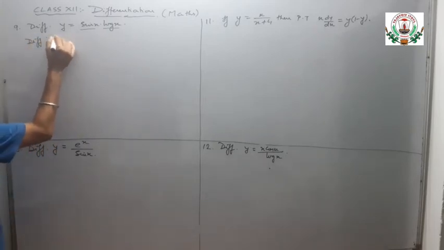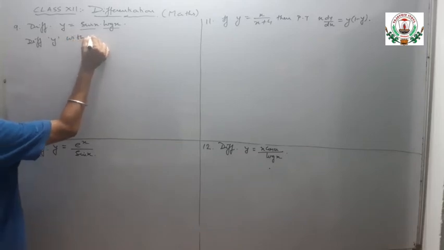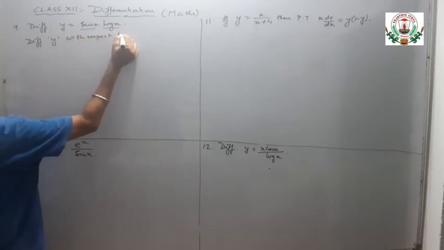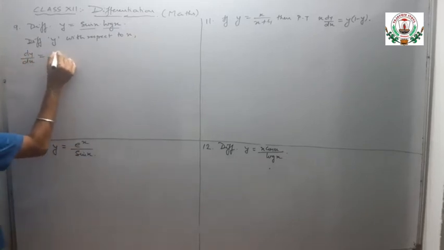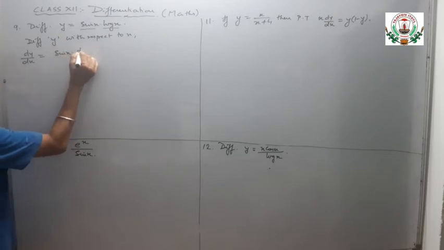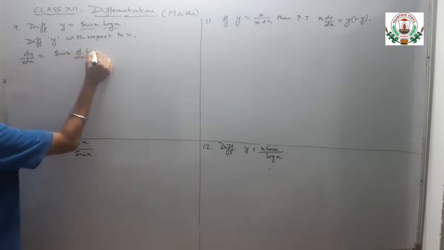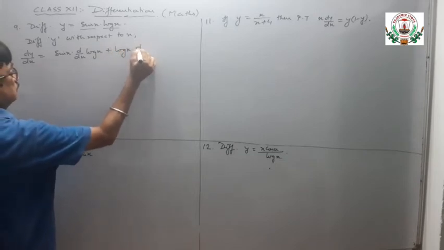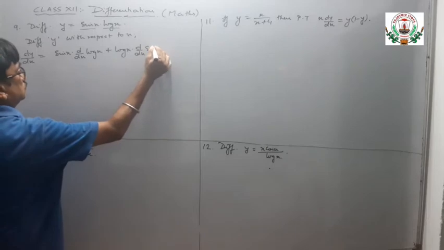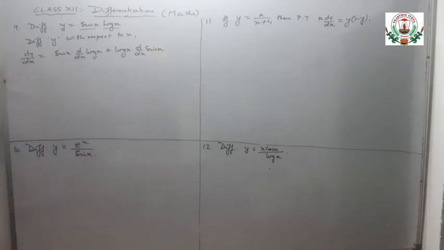Differentiating y with respect to x, the formula is dy by dx equals first function sin x into differentiation of the second function, plus second function into differentiation of the first function. So in the differentiation of the product of two functions, we get first function into differentiation of the second function, plus second function into differentiation of the first function.